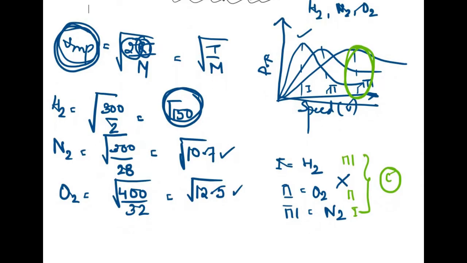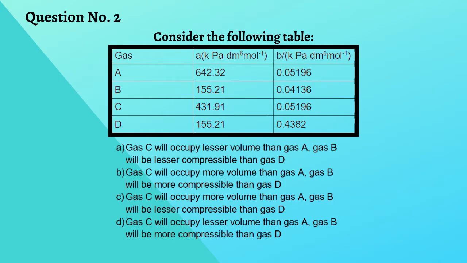Now, moving on to the next question. The next question gives us certain values of a, b, c, d, which I need to write before proceeding with the question. You have the values for a and b: 642, let's just take roughly 155, 431 and 155. Another 0.43, 0.05, 0.04 and 0.05.